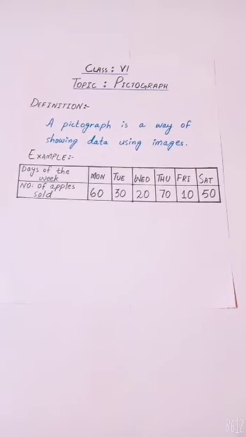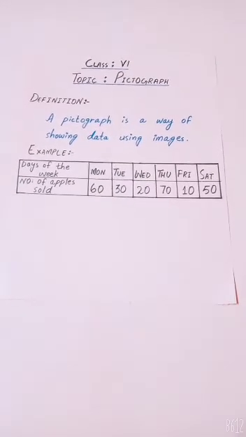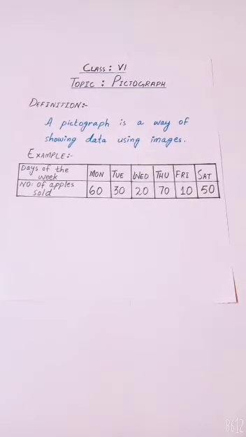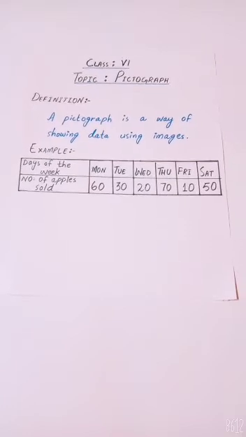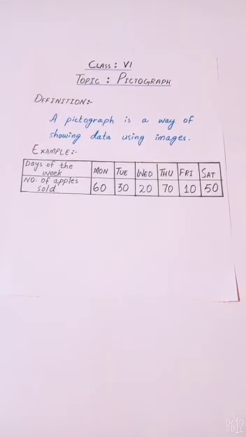Why didn't we choose 1 apple is equal to 1 apple? Because if we choose 1 apple is equal to 1 apple, then our graph becomes too lengthy. On Monday 60 apples were sold, so we would have to draw 60 apples. To choose a suitable scale is the best method.